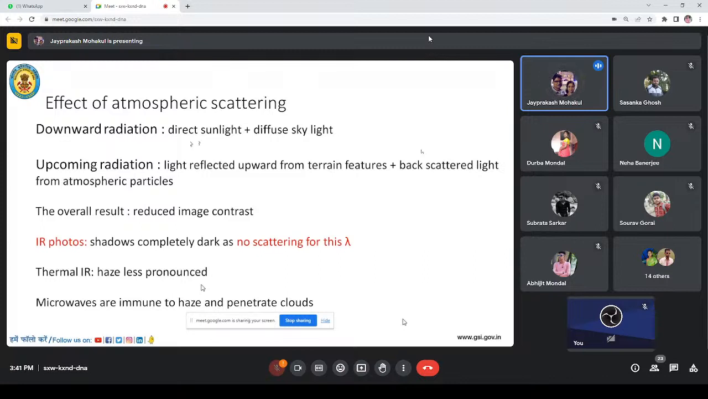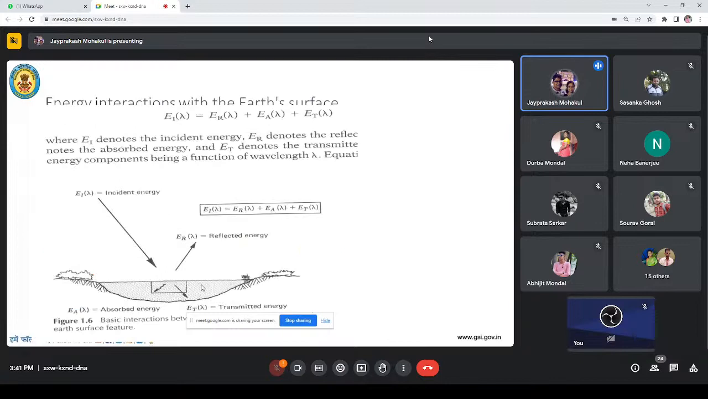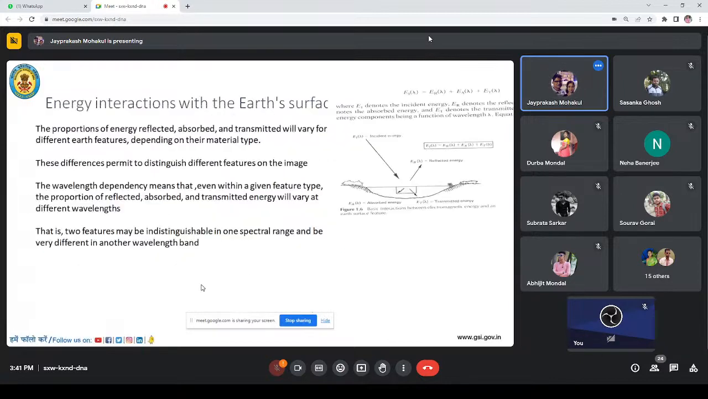So you have selective scattering. We discussed Rayleigh scattering, where the lesser the wavelength, the much higher the scattering, and so blue light is scattered much more in comparison to the red, right? Now all of you are aware how it happens.